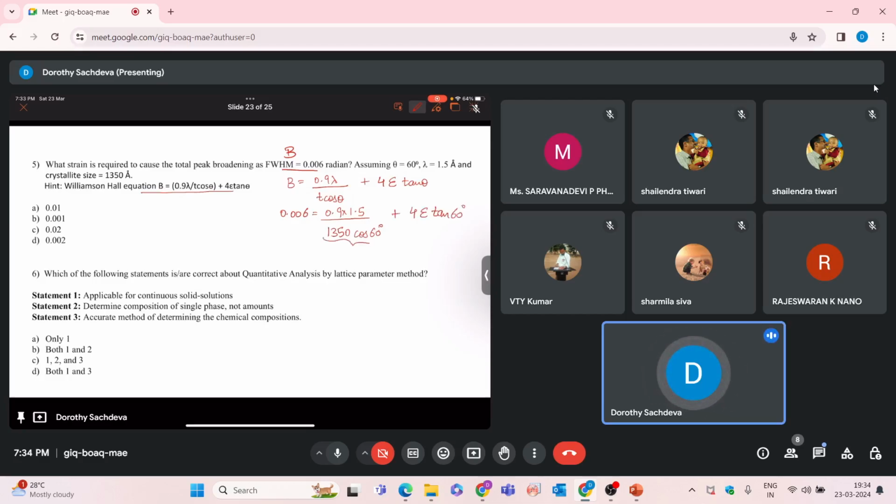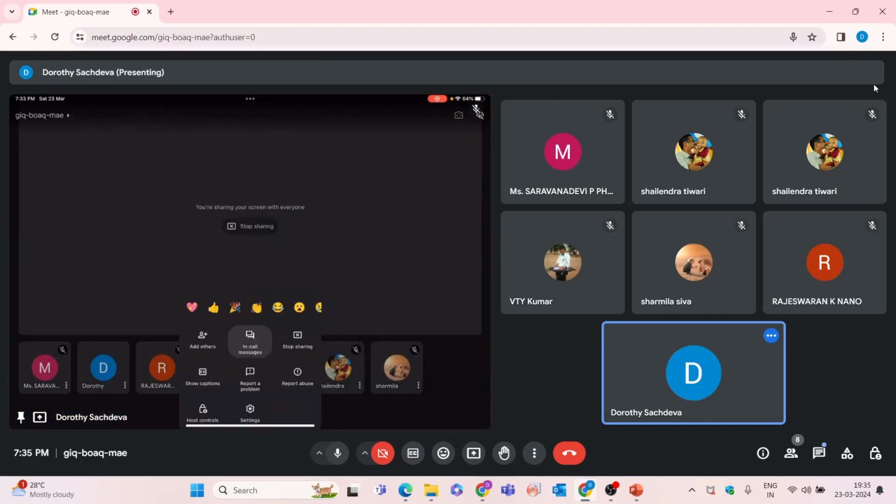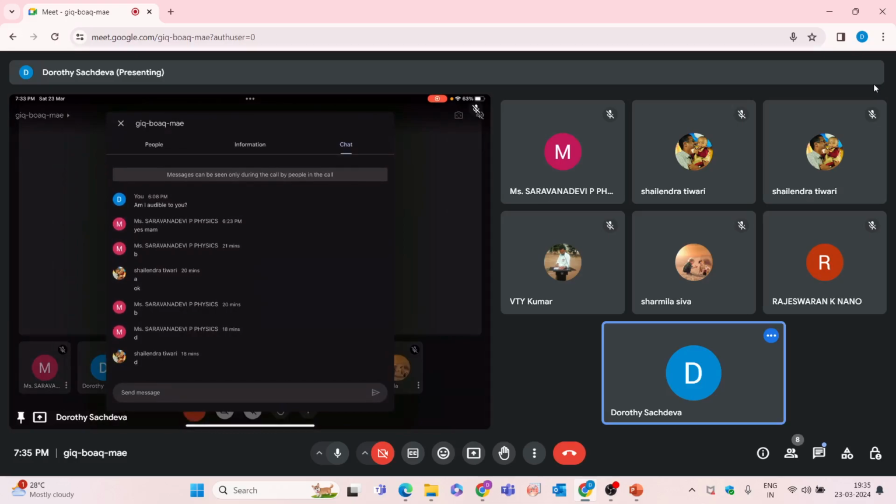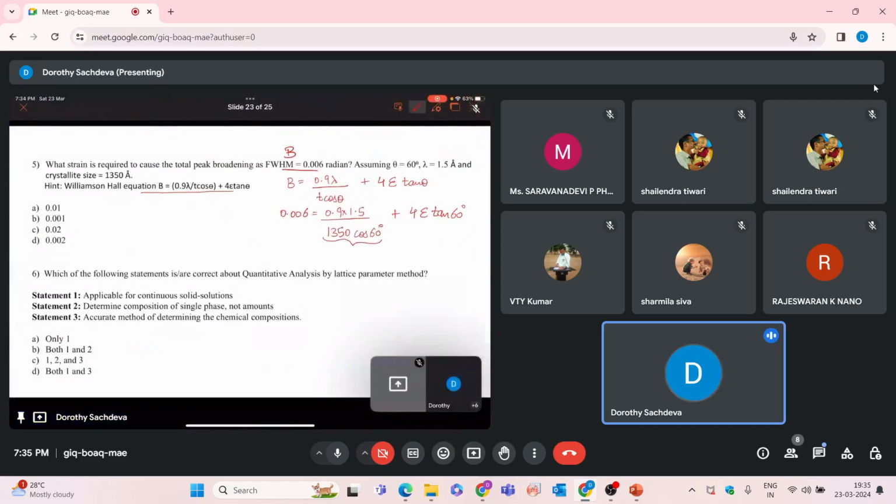Can anybody solve this term? Only this term, 0.9 into 1.5 divided by 1350 into cos 60 degree. We can take it to the left hand side and then subtract it from 0.006. Can anybody calculate this value? This value, anyone?